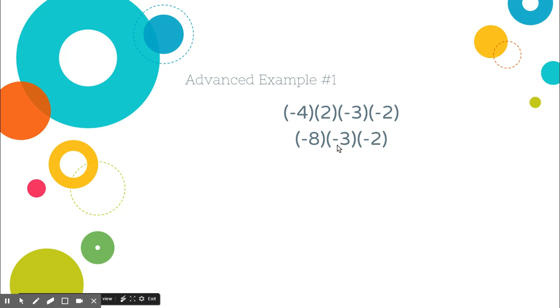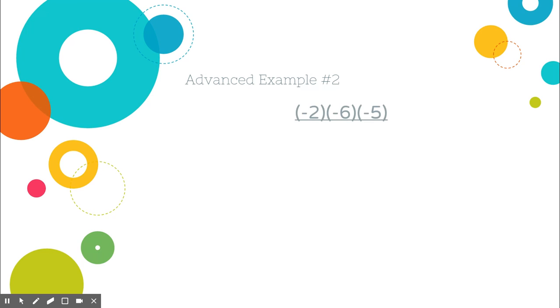Now let's focus on -8 times -3. Since the signs are the same, you get a positive answer. So -8 times -3 is positive 24. As you can see, we're just working our way down. And now the signs are the opposite, so our answer will be negative. So positive 24 times -2 is a -48. And that is all.